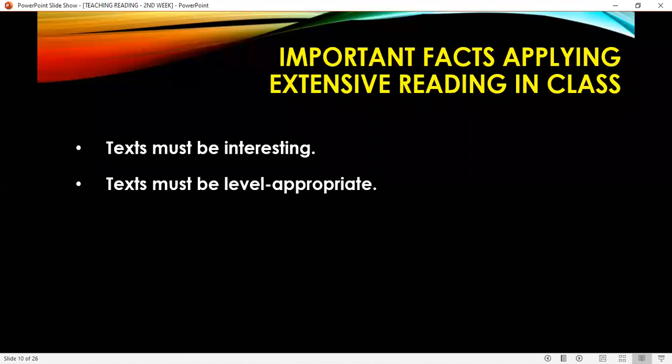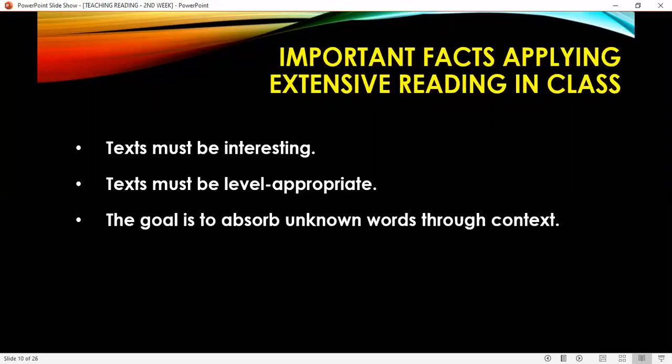Texts must be level appropriate. So the teacher must give some choices, some options, and they must be according to the level of the students. If you give a text related to intermediate level to a beginner student, they are going to have a lot of trouble understanding it, so they are not going to read it, all right? Because they can get disappointed or demotivated. So teachers must choose the texts carefully. They must be at the appropriate level of the students, all right?